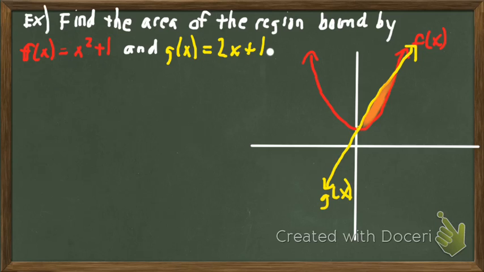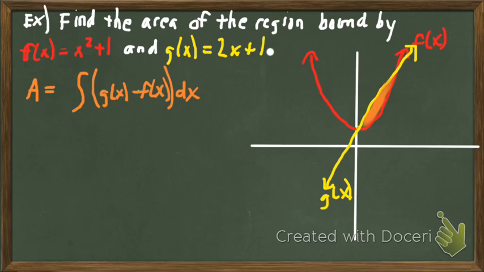What we're going to be doing is finding the area. And the way we're going to find the area is we're going to find a definite integral. We'll talk about what the limits of integration are here in a moment. But we're going to find the definite integral of g of x minus f of x, the higher curve minus the lower curve, with respect to x.